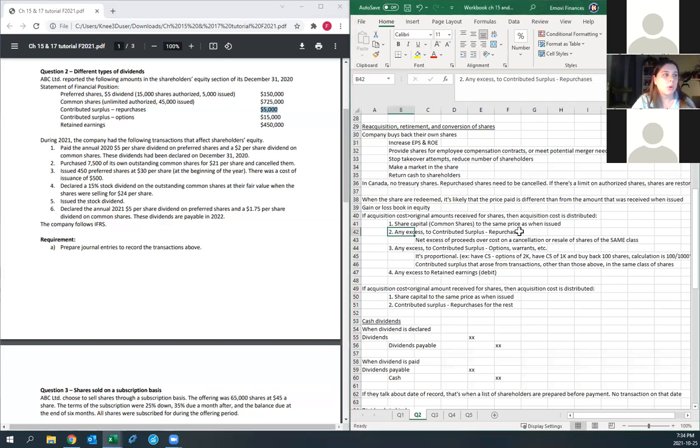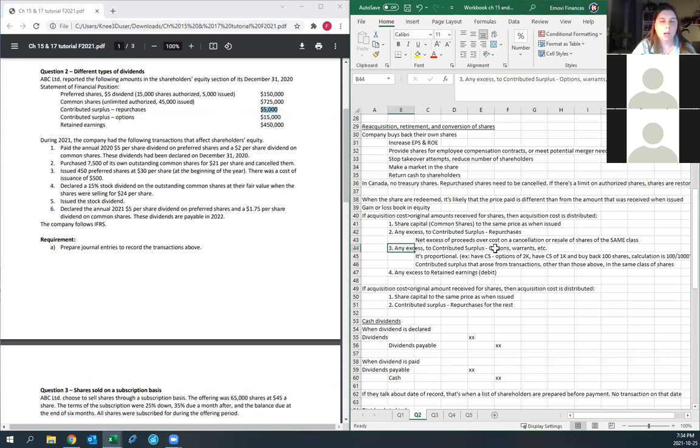So if you don't have it, or if you're done attributing it to the contributed surplus repurchase, then you look if you have the contributed surplus options. And you're going to use that account for the balance, or you do the proportion calculation that we did. And then whatever is left in the difference, you debit it to your retained earnings.